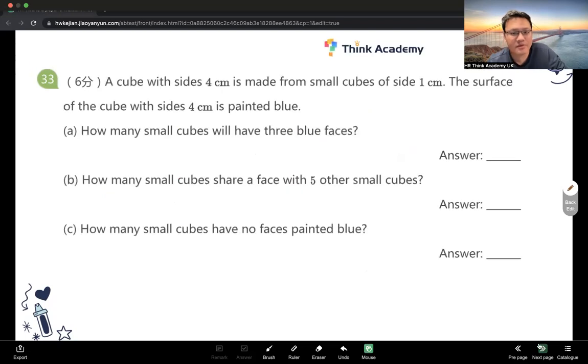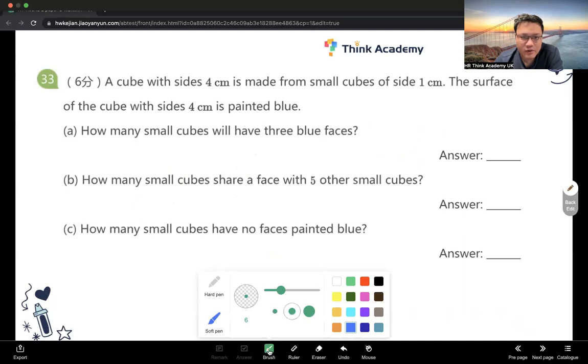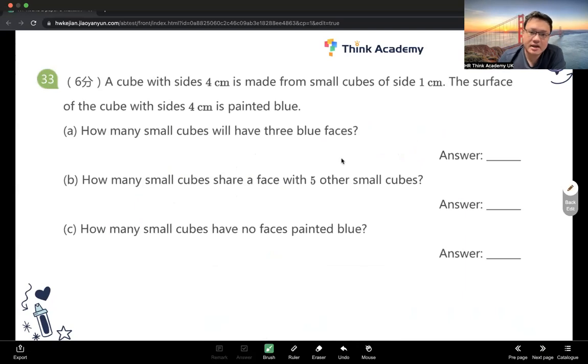Okay, question number 33. In this one, you got a cube. So let me tell you the correct rate. The correct rate for this one is only 22%. For this one, a cube with side 4 centimeters is made from small cubes of side 1 centimeter. Okay, guys, I can draw that cube for you. It's a 4 by 4 by 4 cube. What's the correct rate? Only 22%.